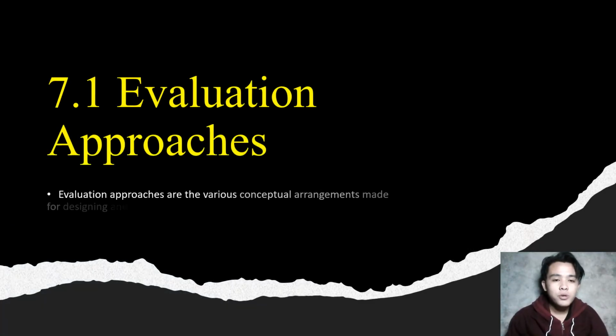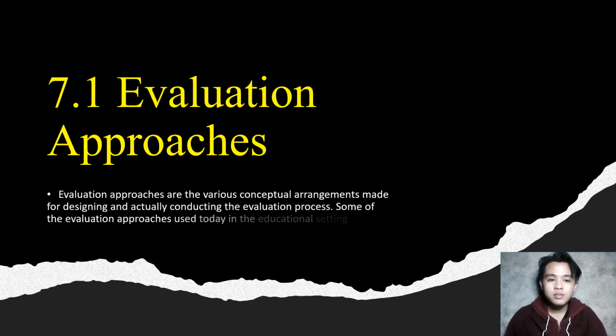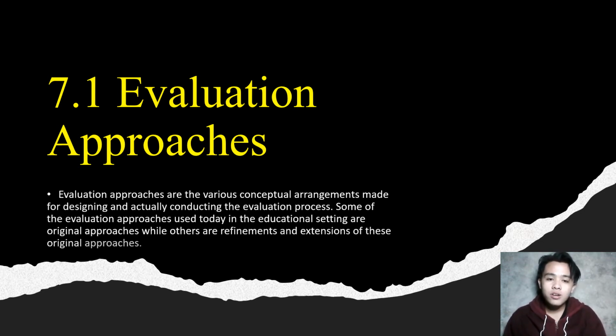So, 7.1 Evaluation Approaches. Evaluation approaches are the various conceptual arrangements made for designing and actually conducting the evaluation process. Some of the evaluation approaches used today in the educational setting are original approaches, while others are refinements and extensions of these original approaches. So, ito yung mga approaches sa to make judgments.